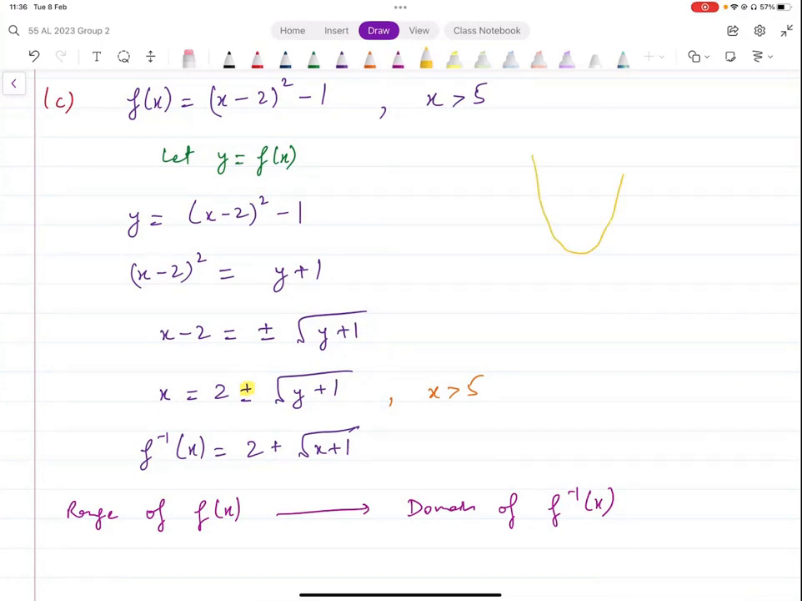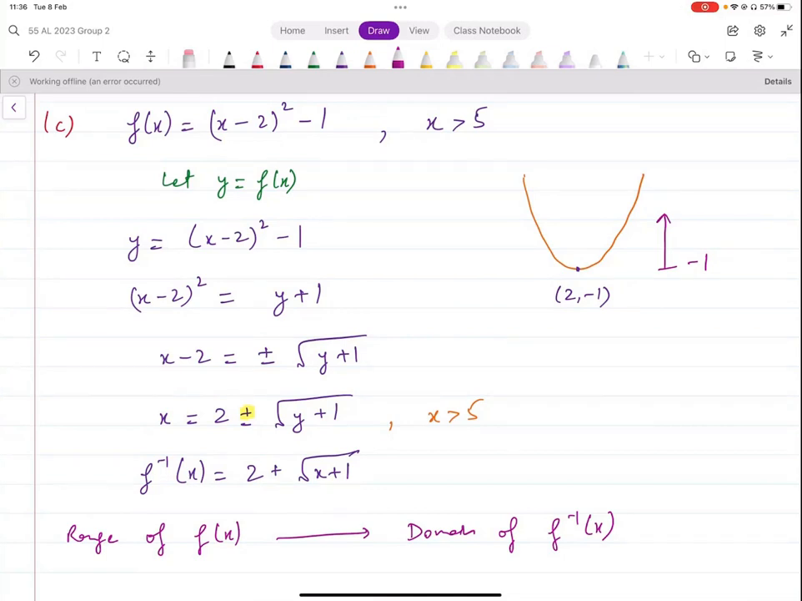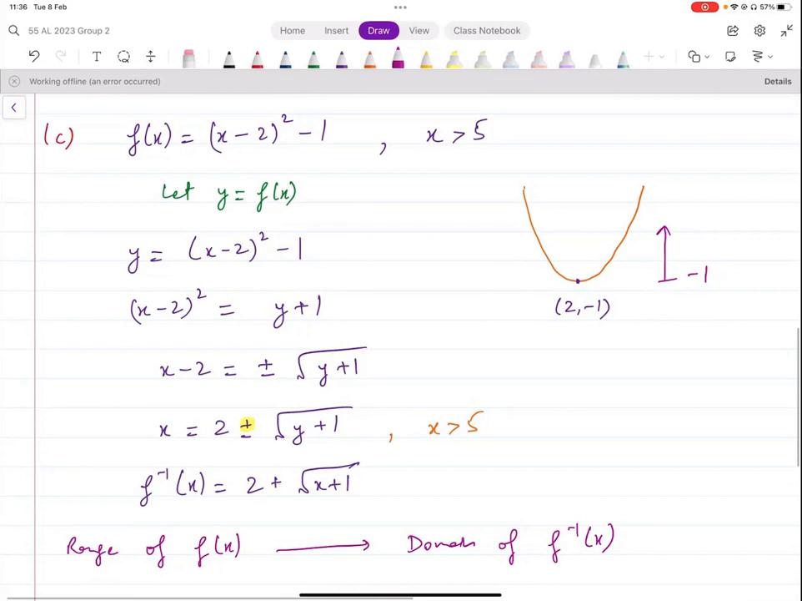Okay, so the range they're saying is, so this turning point, remember, is 2 and minus 1. So you're saying the range is greater than or equal to minus 1. Is that correct? Any problem with this? No, sir. Yes, sir. Shouldn't it be with 5? Like we find the value of y when x is 5.